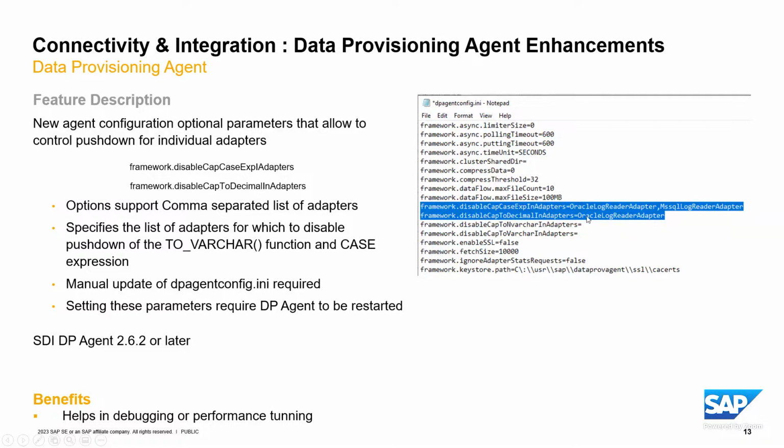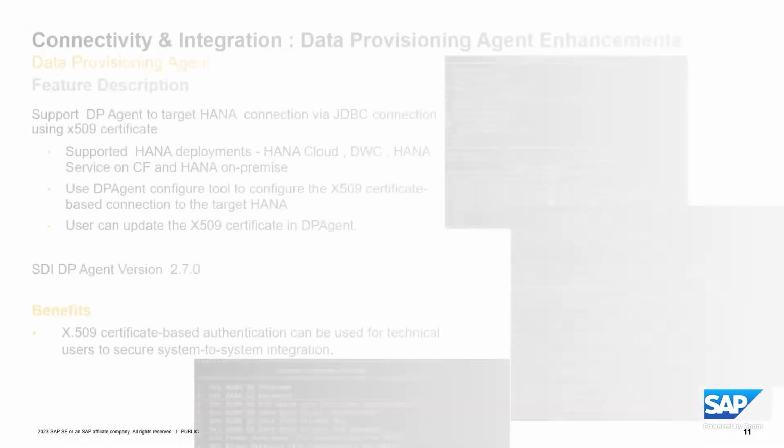If you want to specify multiple adapters, you can just use comma separated values and mention the adapters here. This requires the manual update of DP agent config.ini. Once you update these parameters, you need to restart the DP agent. Again, these parameters are supported as of DP agent 2.62 or later. The benefit of these parameters is that they help in debugging or performance tuning.